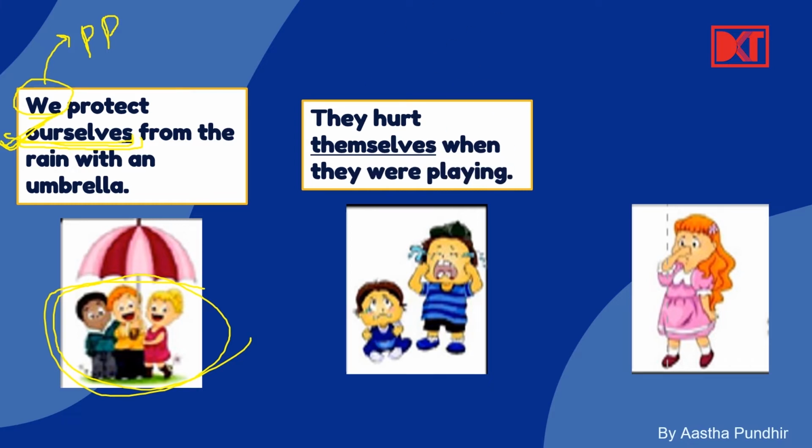They hurt themselves when they were playing. So here the subject is they, the doer, so this is a personal pronoun. But what is the object? Object is themselves. उन्होंने अपने आप को ही hurt कर लिया गलती से, so themselves. This becomes the reflexive pronoun. Okay? Now next.